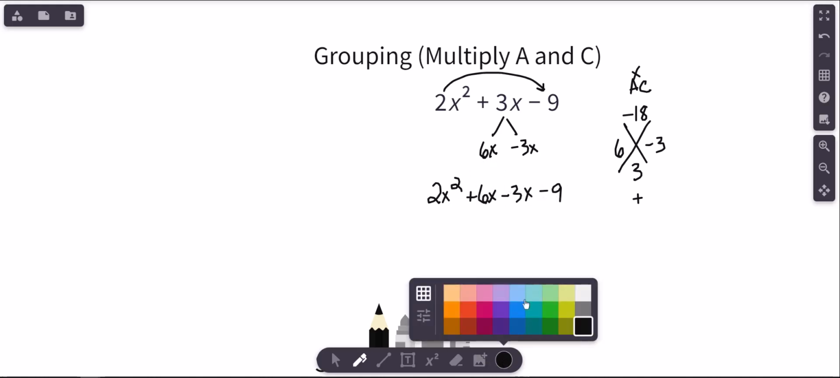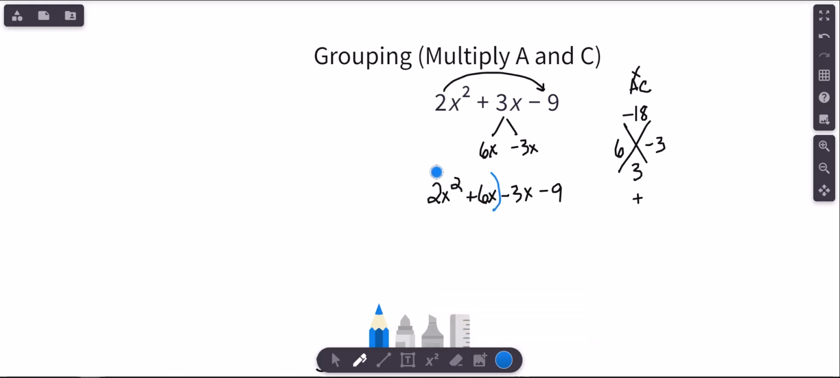And then we will group first two terms together, second two terms together, pull out our GCF. So our GCF for 2x squared and 6x would be 2x. That's going to leave me with x plus 3. And when we factor out here, we can factor out a negative 3. And that's going to leave me with x plus 3. And so we end up with the same thing on the inside, which is what we wanted.